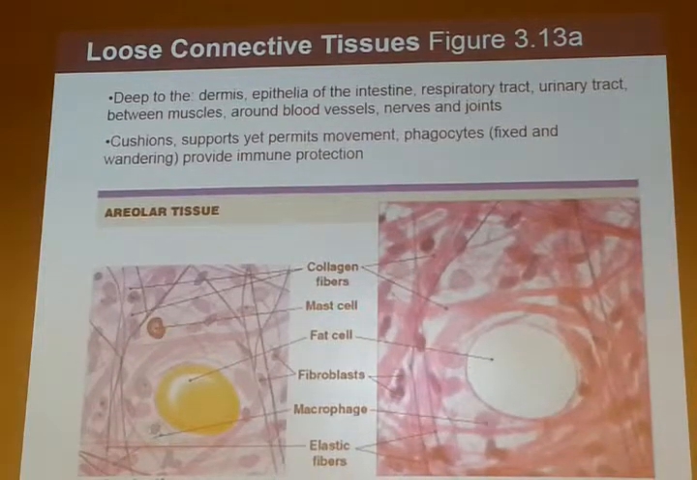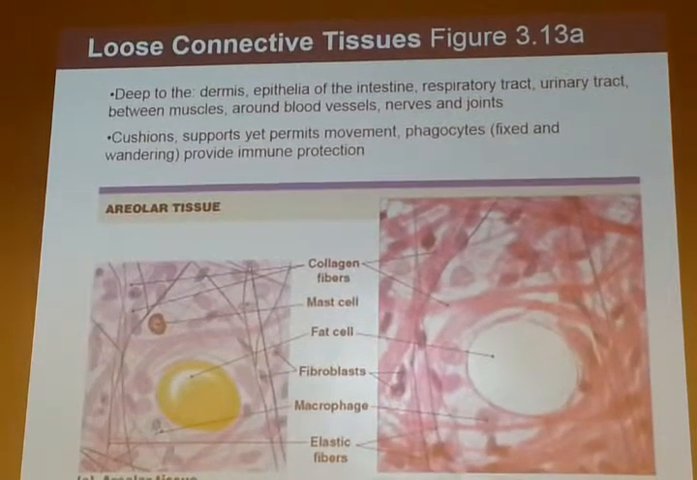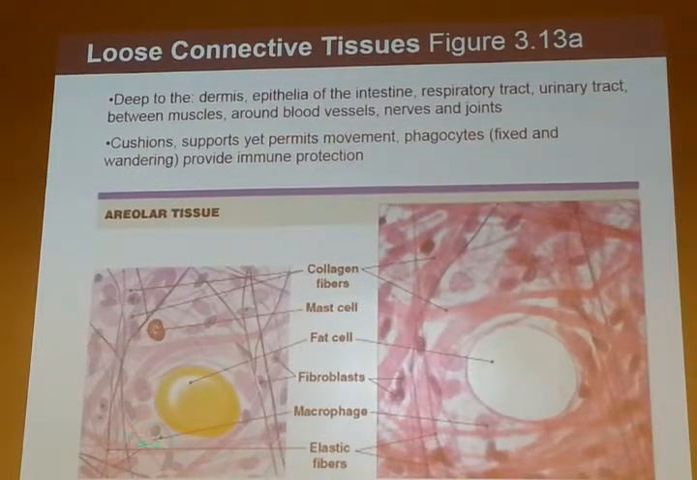You have a mast cell that's there. It picks up blue dye, so you could call it a basophil. You have macrophages that are wandering in or fixed into the tissue. So you have this loose connective tissue in the dermis. So it's going to help to control or attach the epithelia to the underlying structure.